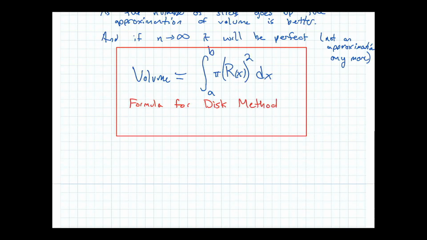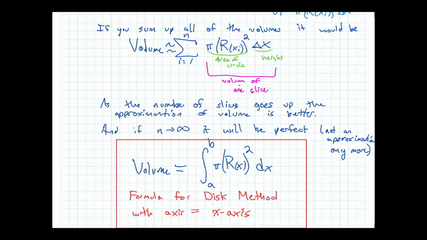And this is only going to be the disk method when the axis is the x-axis. It gets more complicated in other situations. What did I call it? Axis equals x-axis. Okay, so that's the thing. So what are we going to do with that? Well, what we're going to be able to do with that is we're actually going to be able to calculate some volumes now. So let's try it.